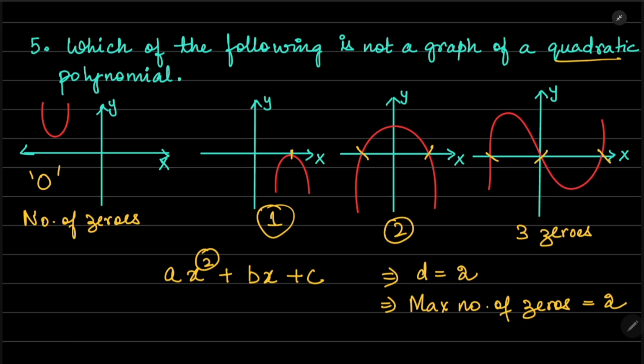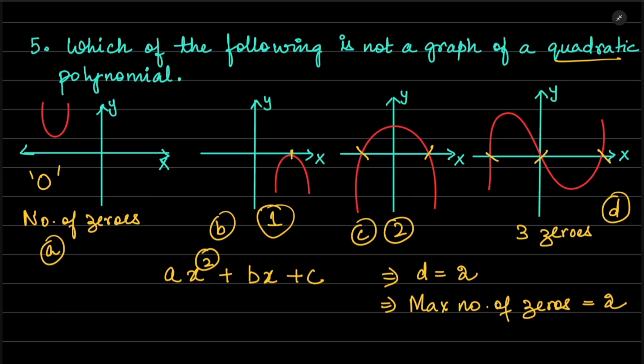So which of the following is not the graph of a quadratic polynomial? It's the fourth graph, probably D. You can just label them. If these are graphs A, B, C and D, then D is the answer. The last graph is the one that is not the graph of a quadratic polynomial.